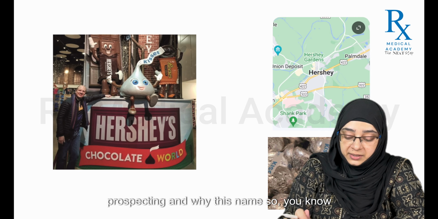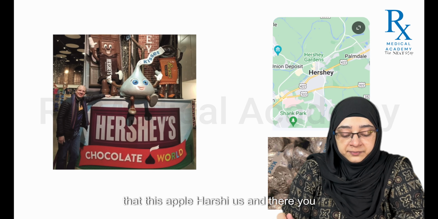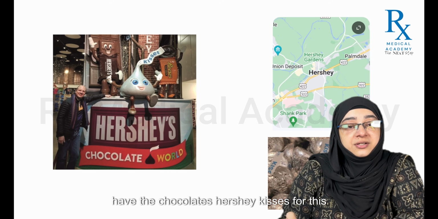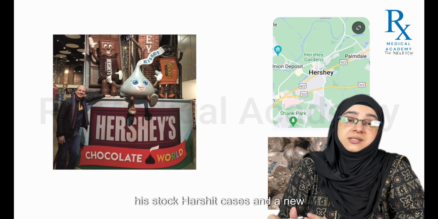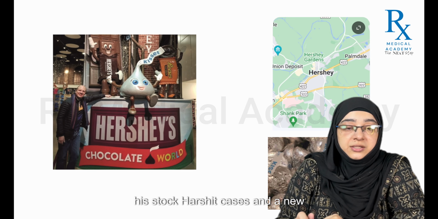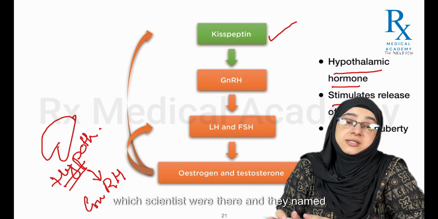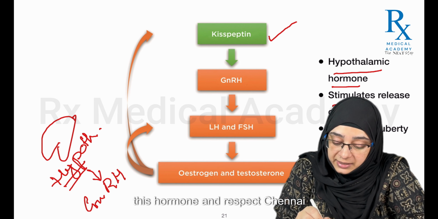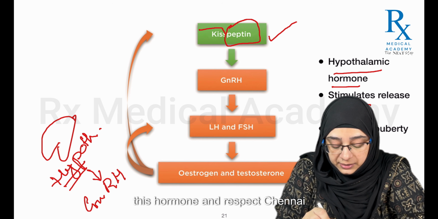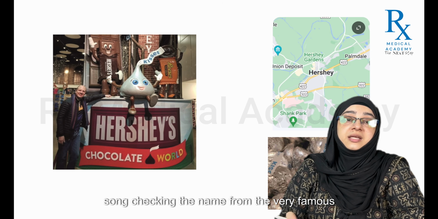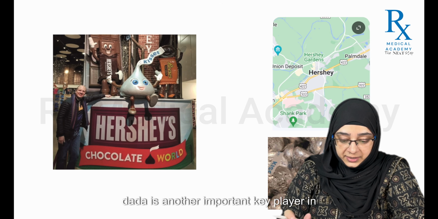And why this name? So there's this place called Hershey in the US, and over there you have these chocolates, Hershey's Kisses. This town, Hershey, is very famous for these chocolates, and a new hormone was discovered by the scientists over there, and they named this peptide hormone kisspeptin, taking the name from the very famous chocolate Hershey's Kisses. Okay.